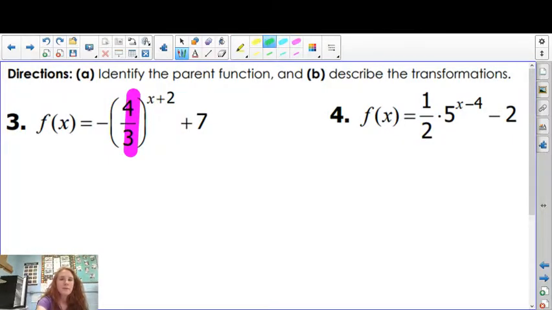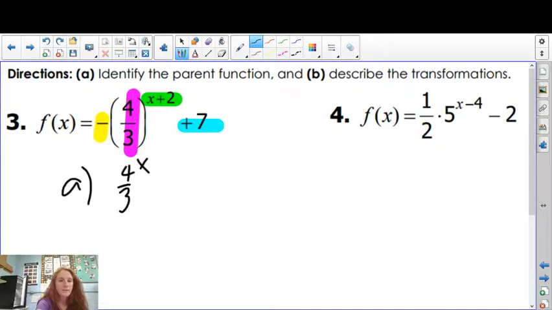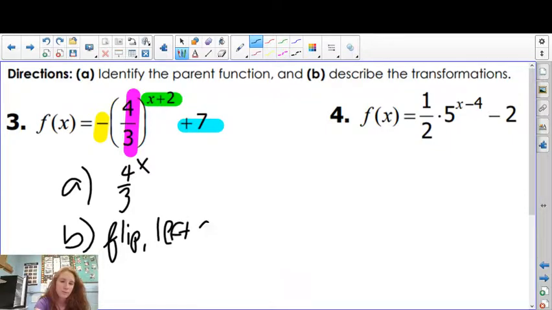Here's my base. Here's my horizontal. Here's my vertical. Here's my multiplier. Lots of stuff going on in this one. A is 4/3 to the x. Well, we've got a flip. I see +2, so I'm going to actually go left 2. And I'm going to go up 7.